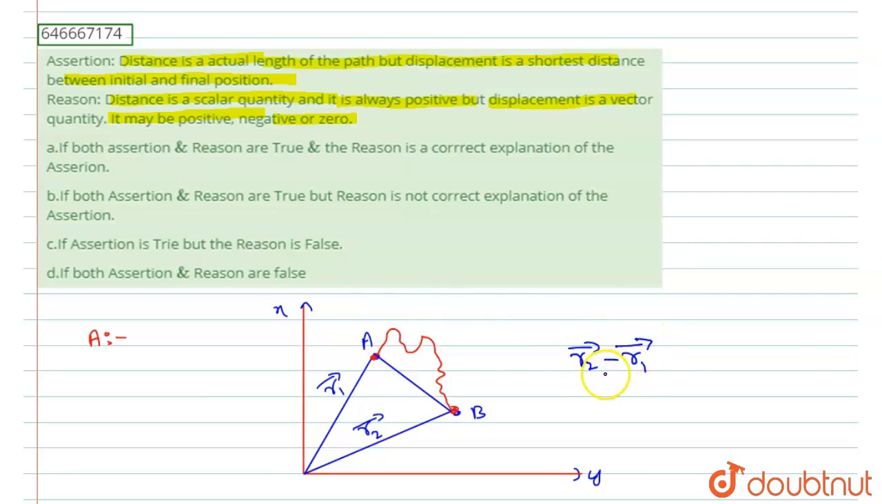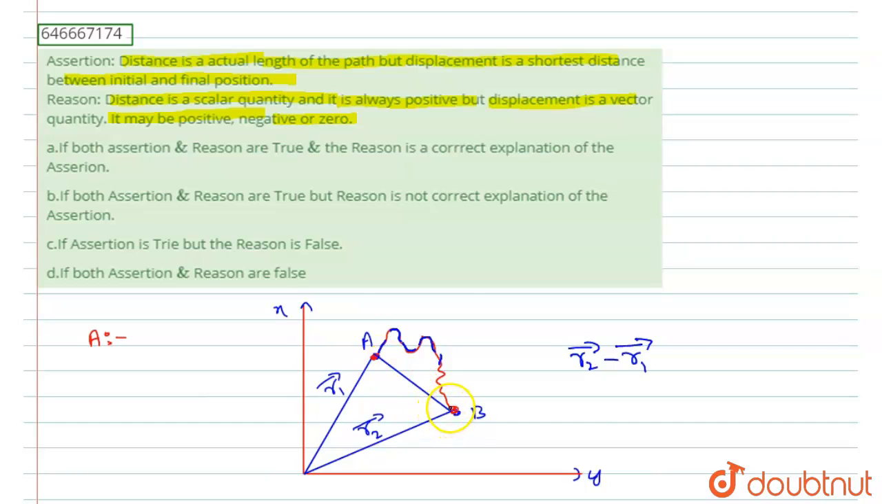So this is the displacement, but distance is what? The actual path length. Sorry, this is the distance we can see. This is the distance, but displacement is the straight distance between the initial and final position. So this is the straight distance we can see from here.